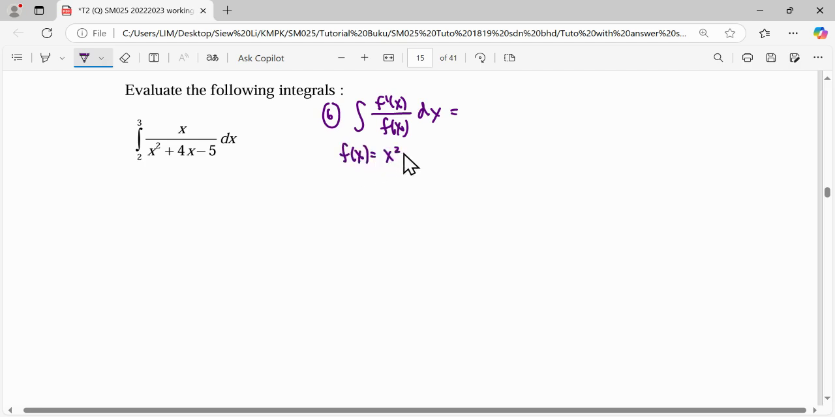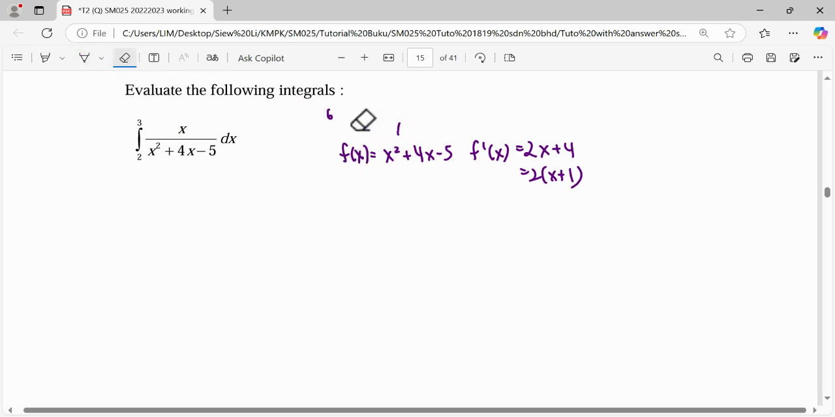The denominator function is a quadratic. When we differentiate, we get 2x plus 4, where we can see we are lacking the function. We need a function of x plus 1, it's not just x. So for these questions, we cannot use the formula. When we cannot use the formula, we will bring this question to a technique.